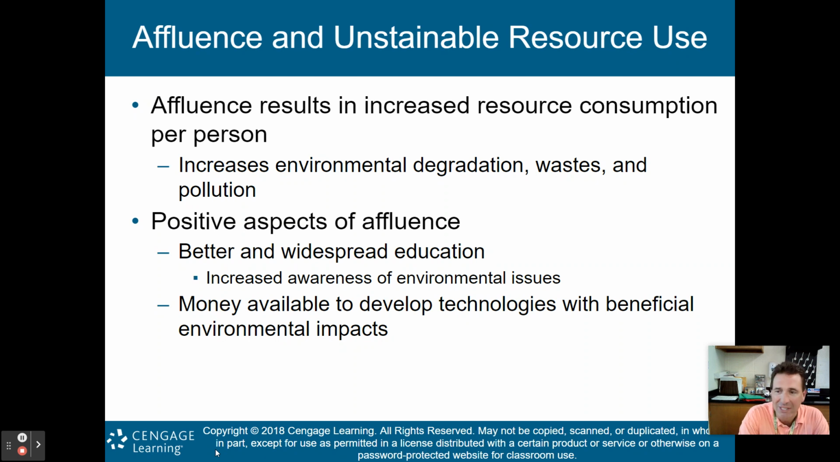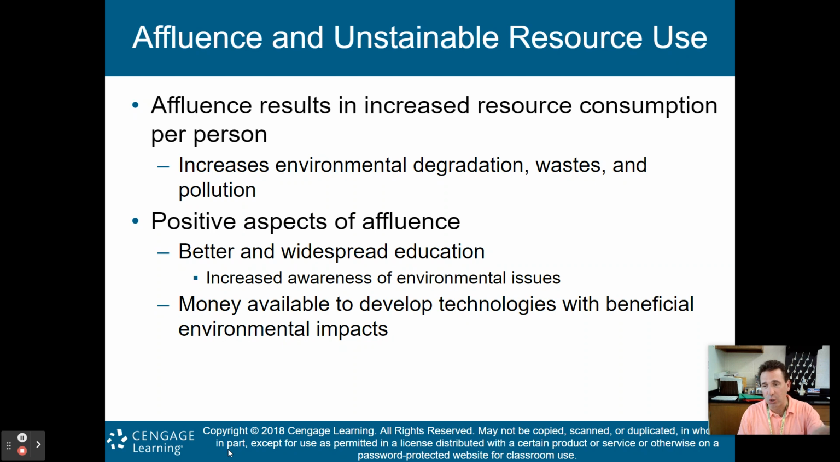So affluence is basically affluent, meaning that you have some money, you have some technology, but again, that it results in increased resource consumption. Positive aspects of affluence, however, mean better and more widespread education. So this could increase the awareness of environmental issues, like this class we're taking right now together, and money available to develop technologies that will have beneficial environmental impact. So those are some of the positive aspects of affluence.